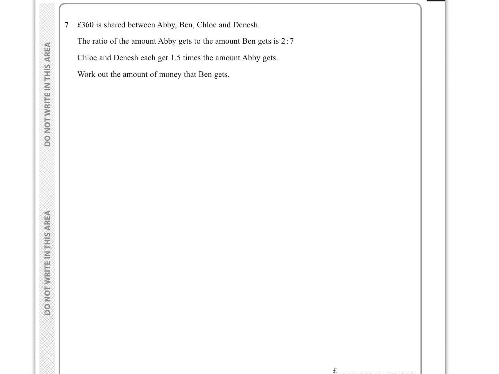Question 7. £360 is shared between Abby, Ben, Chloe and Dinesh. The ratio of the amount Abby gets to the amount Ben gets is 2 to 7. And Chloe and Dinesh get 1.5 times the amount Abby gets. So if Abby gets 2 parts, you just times that by 1.5 and you get 3 for each of those two, because they both get 1.5 times the amount that Abby gets. It says work out the amount of money that Ben gets.